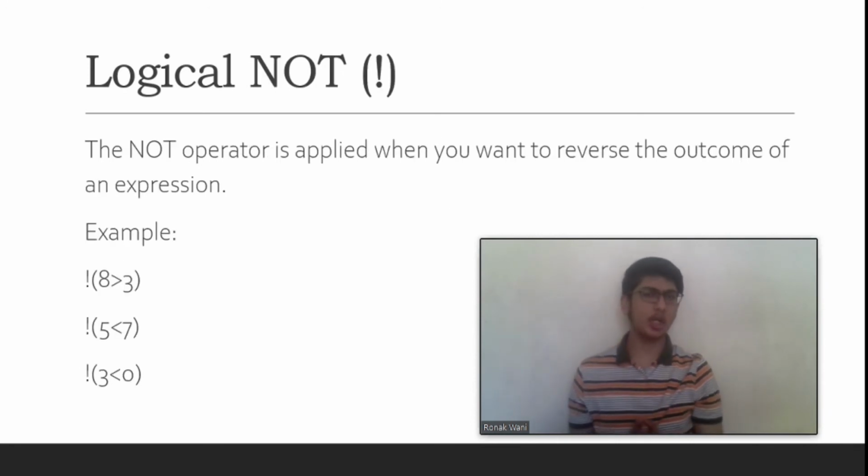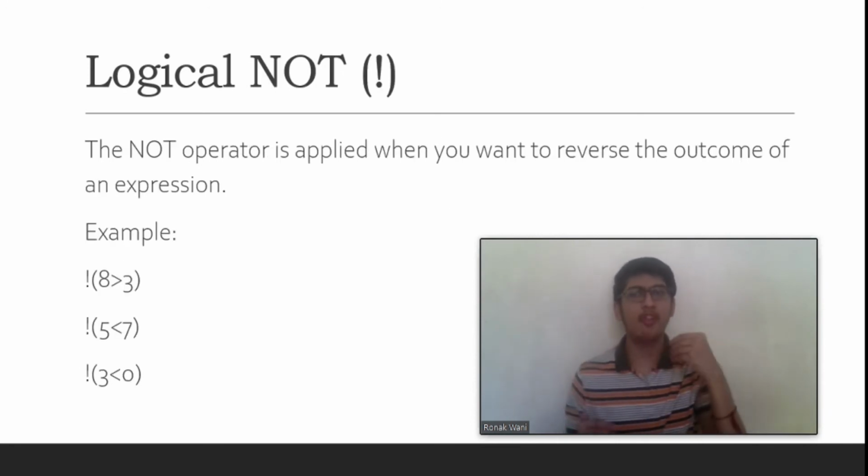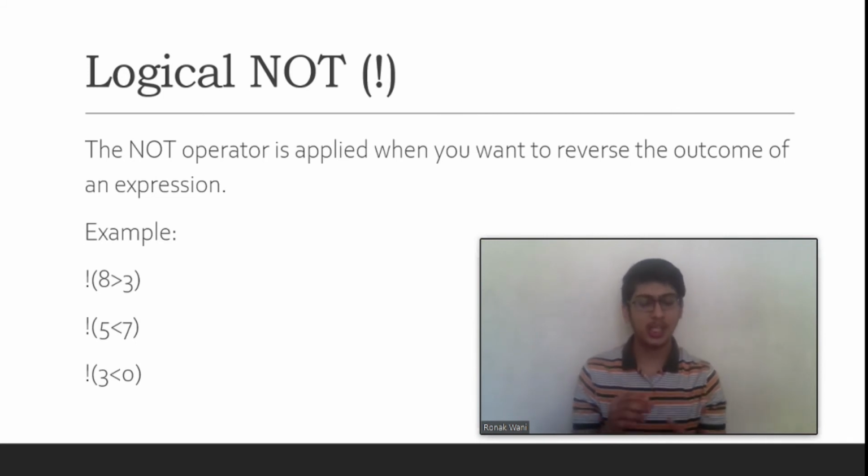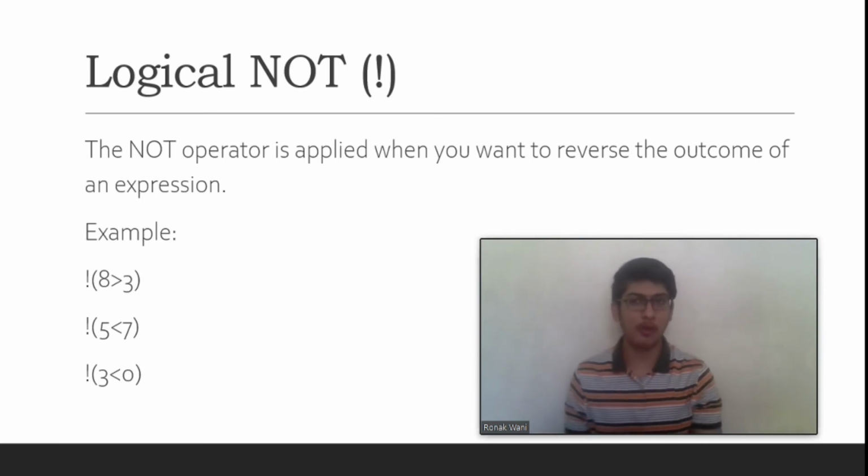So the logical NOT operator is applied when you want to reverse the outcome of an expression. It is used to change the outcome of the expression. Like if the output would be true, then it will give the result as false. If the output would be false, then it will give the result as true. For example, 8 greater than 3 is a true statement. But since an exclamation sign, the not operator, is applied, it will result in false.